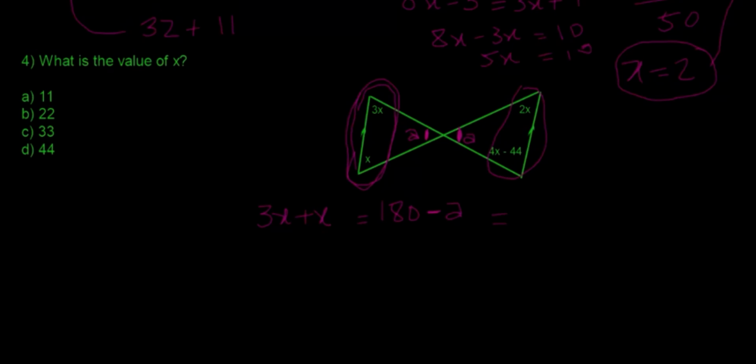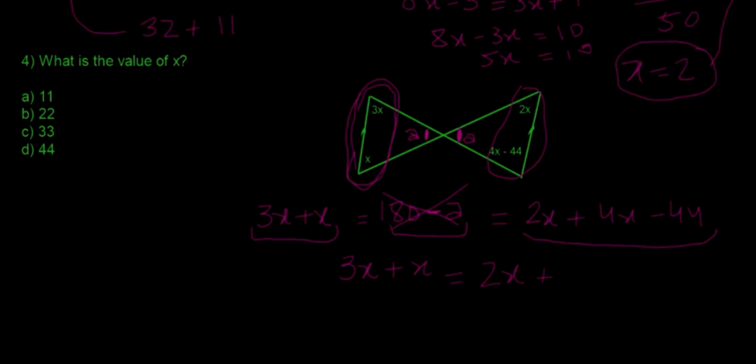So 180 minus A should be equal to 2x plus 4x minus 44. Now that I know they are equal to each other, I can just go ahead and equate them. Because I know that this part is equal to this part is equal to this part. So I can just go ahead, because this is not necessary for me, equate the other two. Okay, here. And now I formed an equation.